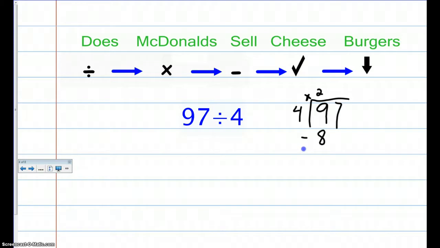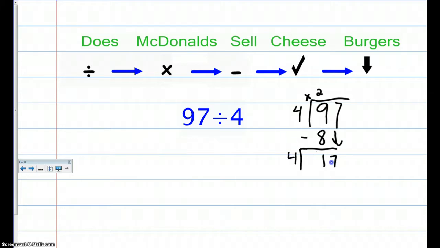Subtract. Now I'm going to subtract. 9 minus 8 is what? 1. And then I'm going to check. Do I have anything to bring down? Yes. Cheeseburgers. I'm checking. I have to bring down my 7. And then I'm going to make a new division problem. Now, I'm going to put the 4 out here.